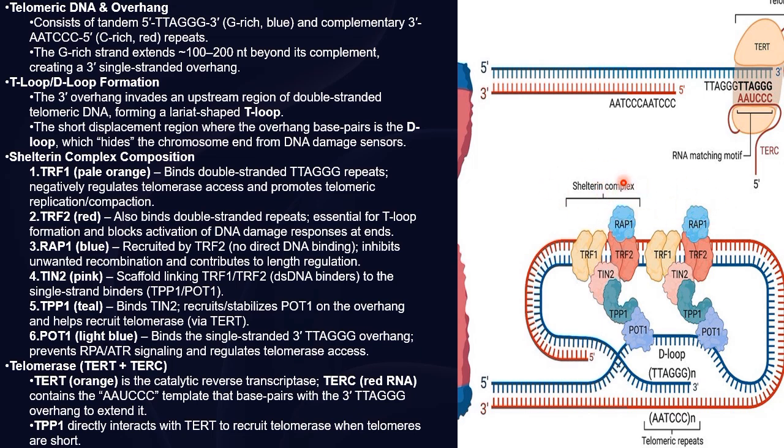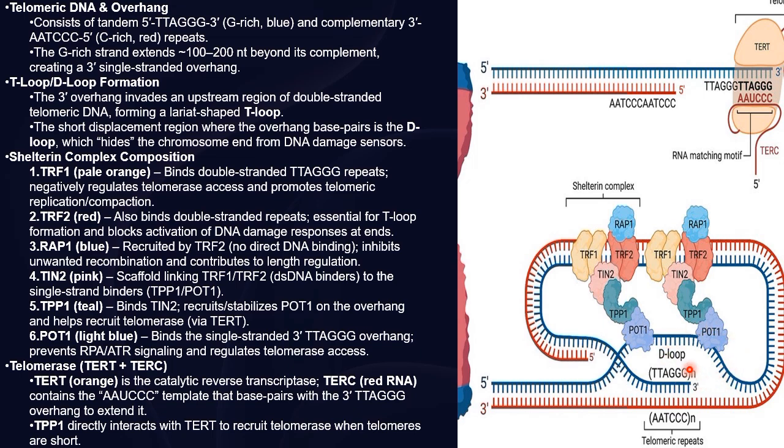Whereas these proteins, TIN2, TPP1, and POT1, help in stabilizing the overall structure. TRF1 binds to the double-stranded DNA. The TPP1 acts as a connecting link between POT1 and TIN2, whereas POT1 binds with the single-stranded DNA of the D loop and stabilizes it so that it doesn't get re-annealed with the double-stranded DNA.